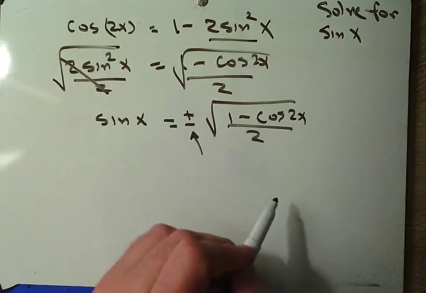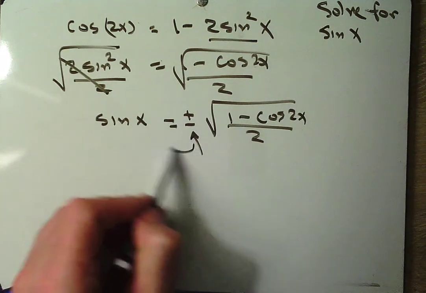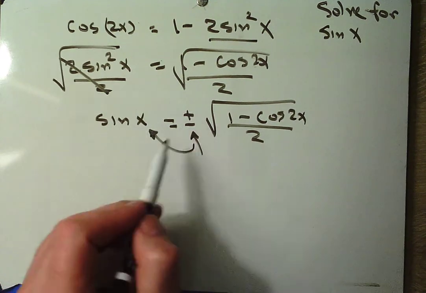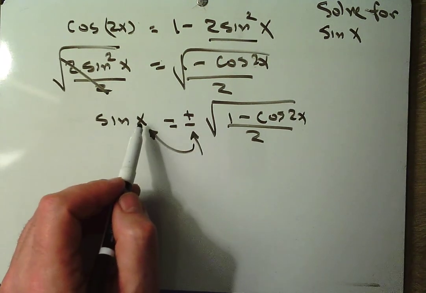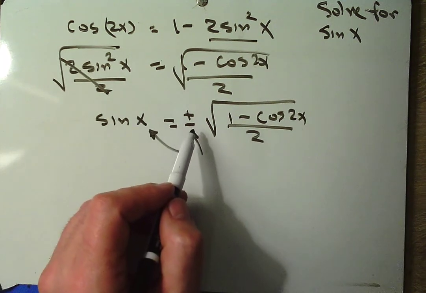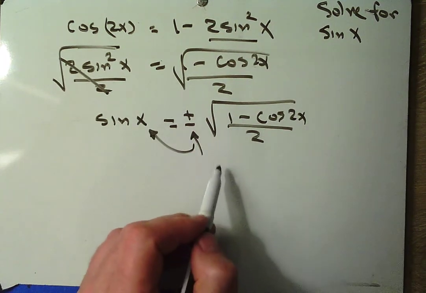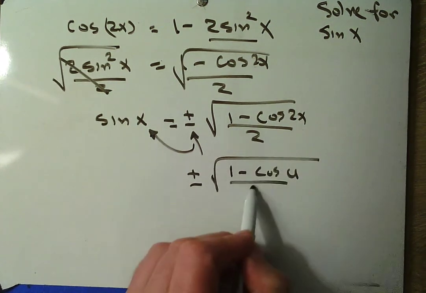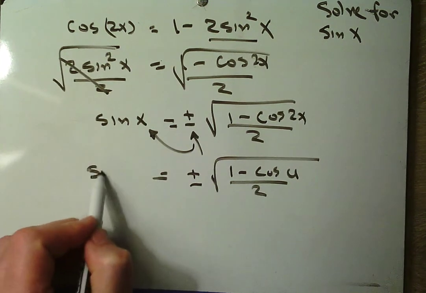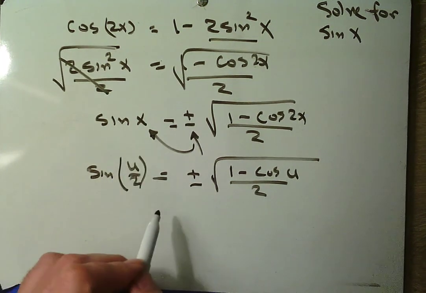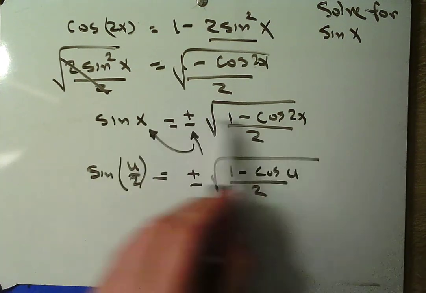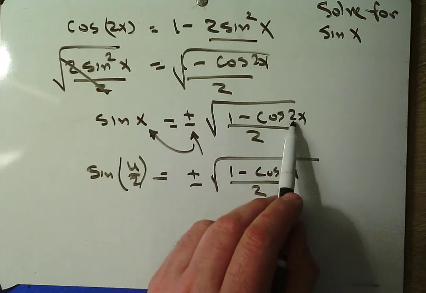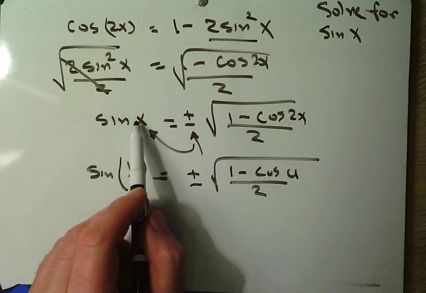Same rules apply to this plus and minus. It depends on this angle. If this angle would have a positive sign, then I use the positive. If this angle would have a negative sign, then I use the negative. And if you like, as a reminder, you can of course write this as square root of 1 minus cosine u over 2 equals sine of u over 2. I like this representation a little more because it reminds me that what I'm plugging in here should be twice as big as what I'm starting with.